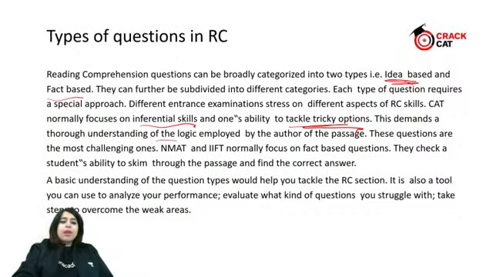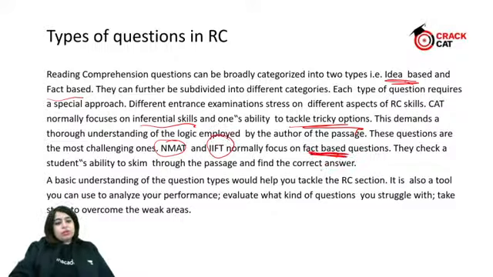When it comes to NMAT and IIFT, these kind of exams focus on fact-based questions. They check the student's ability to skim through the passage and find the correct answer, but when it comes to CAT, they are looking for in-depth knowledge, like how much have you been able to understand, how well do you understand your author's viewpoint, and how well are you able to implement that viewpoint into your questions.